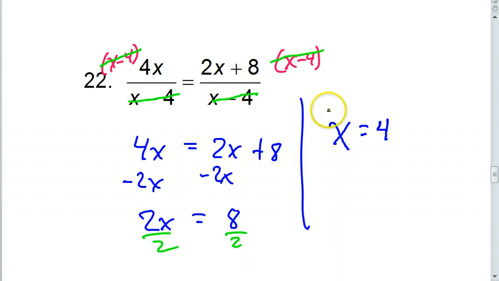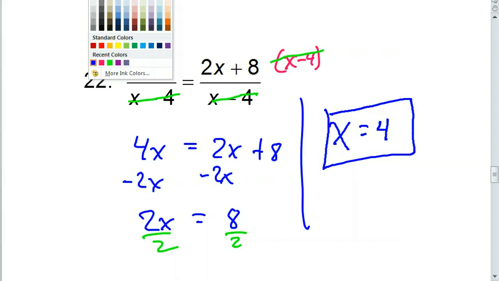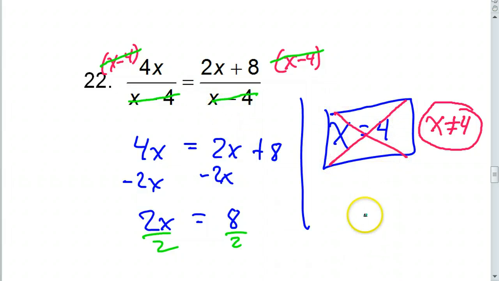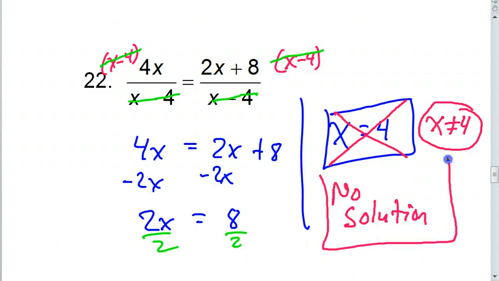Okay? But what happens when we go to state the restrictions? Oh, snap. x can't equal 4, so there's no solution. That's our excluded value. So x can't be 4, so we have to throw out our only solution. So that's why the answer is no solution. Okay, no solution on number 22. So always watch out for that.